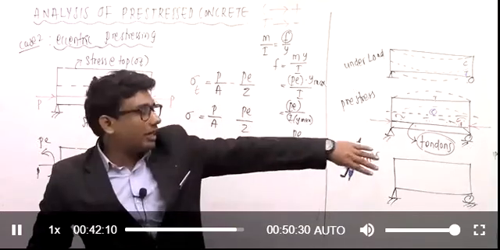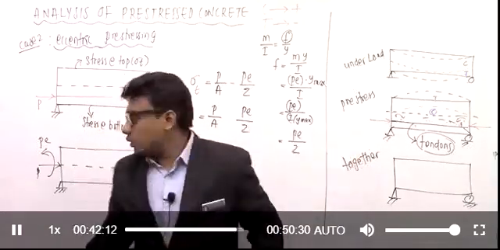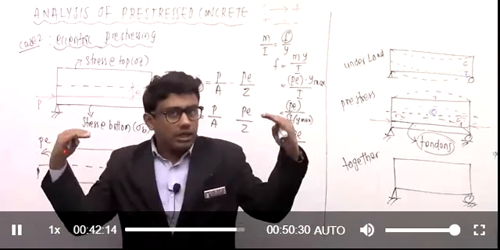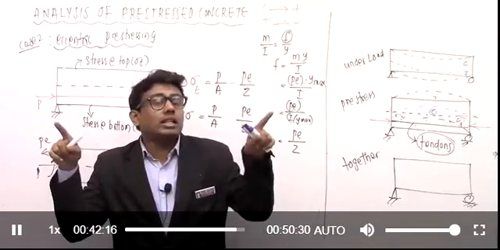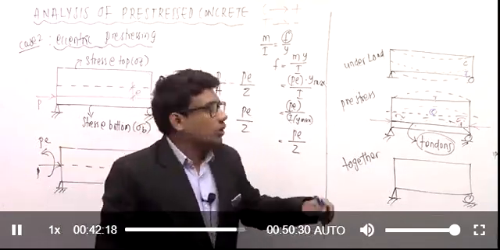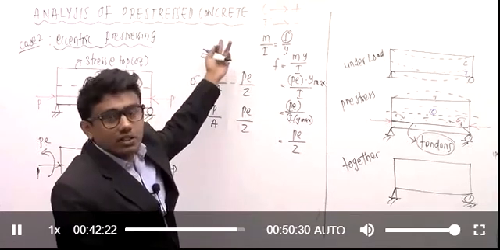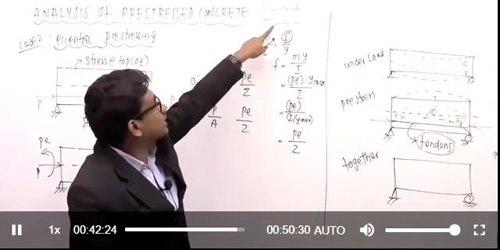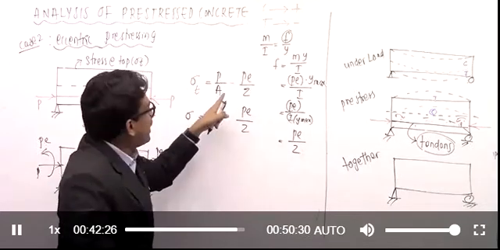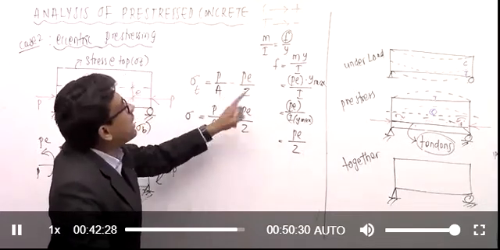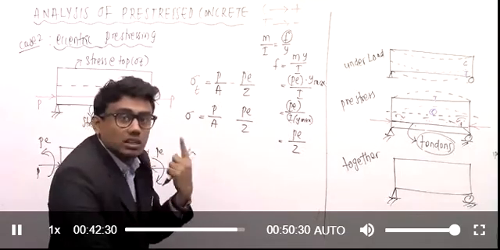When we apply a moment at both ends, you can see the moment here. It is hogging in nature. So you can see that above the nodal axis, the nature of stresses will be tensile. We have to consider it as negative. So this will be P by A minus P by Z, the stress at the top of the beam.